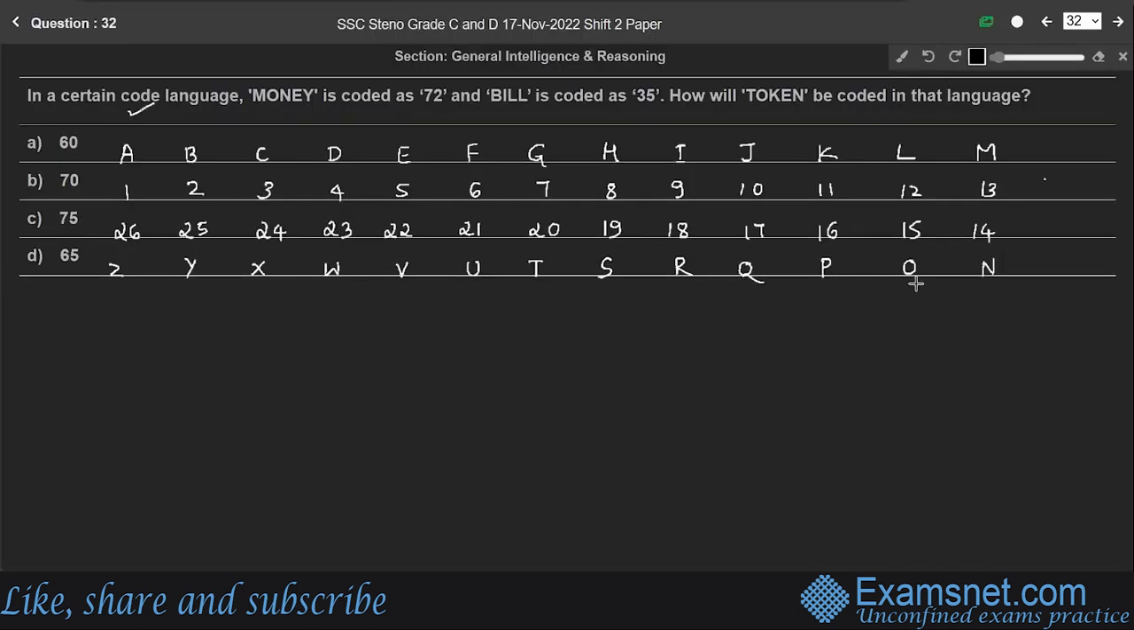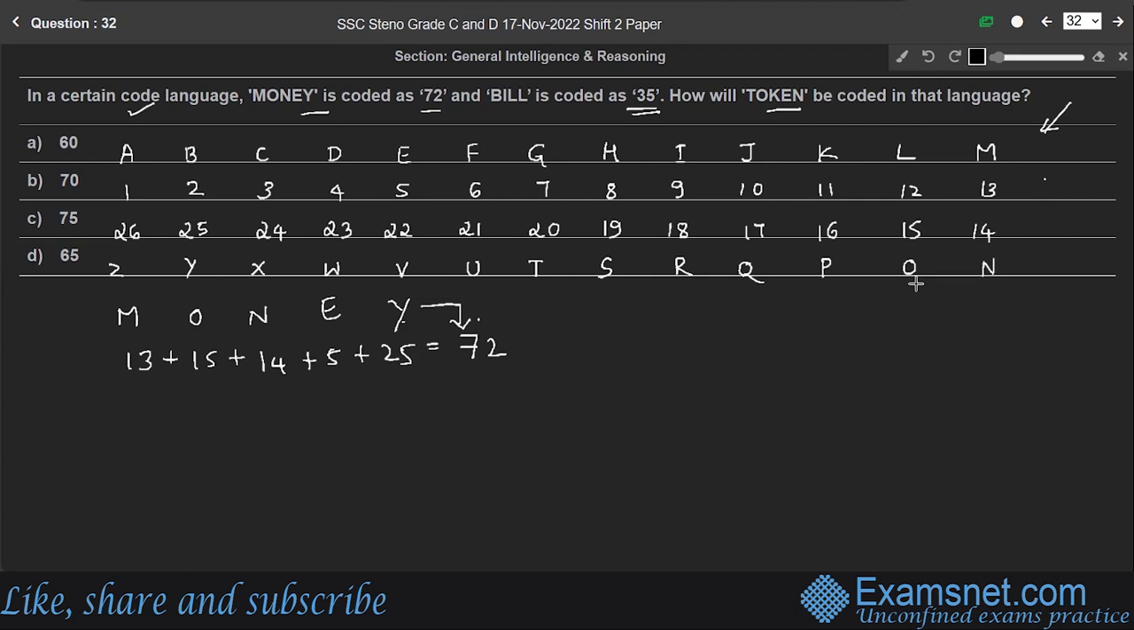Question 32. In a certain code language, money is coded as 72, bill is coded as 35. How will token be coded in that language, right? So here, for our reference, I have written the positional values of each letter, right? So when we add the positional values of each letter in the word money, positional value of M is 13, of O is 15, of N is 14, of E is 5 and Y is 25. Just add these values. You will get 13 plus 15, 28 plus 14, 42 plus 5, 47, 57, 67 plus 5 is 72, right? Therefore, money is coded as 72. That means the number obtained by adding all the positional values of these letters, right?